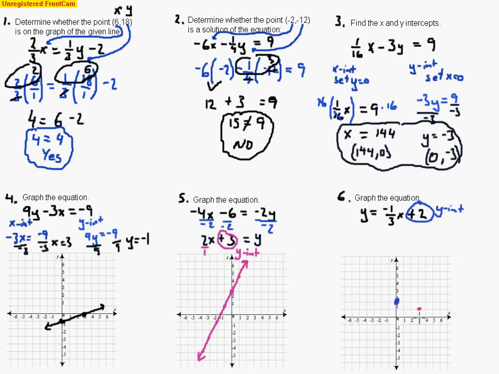So down 1, right 3, put the dot. I could also go the other direction, which would be up, and then to the left, and put a dot there. Up and to the left, and put a dot. And then from there, I can draw the line between those points. So those are the first 6 problems you'll see. Part 2 will have the last 3 problems on the test.